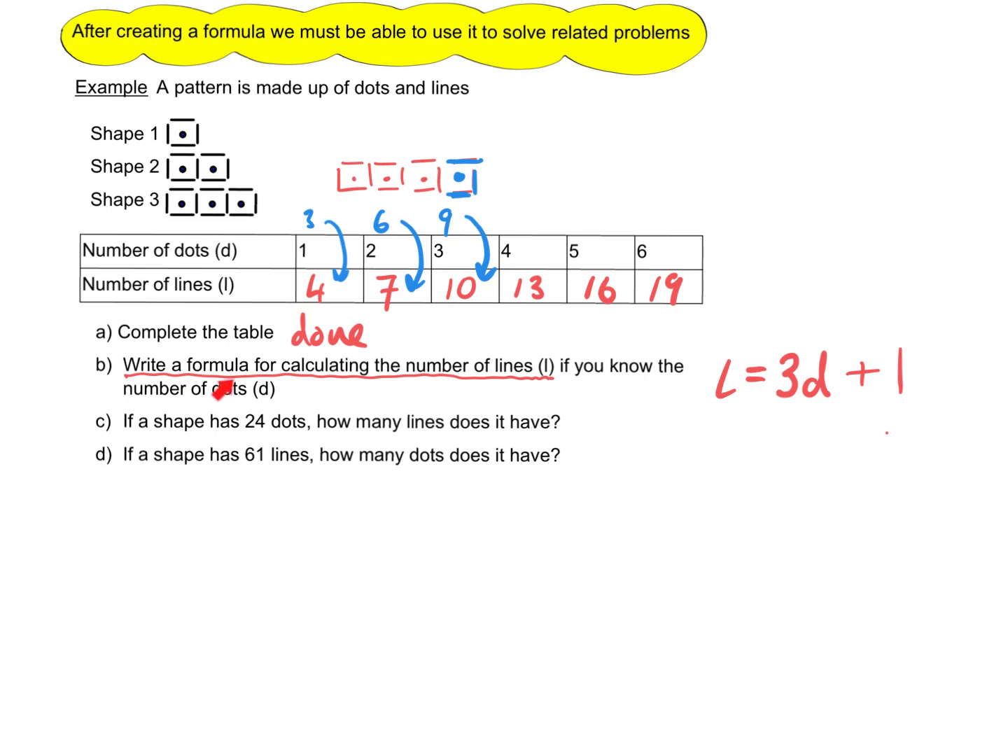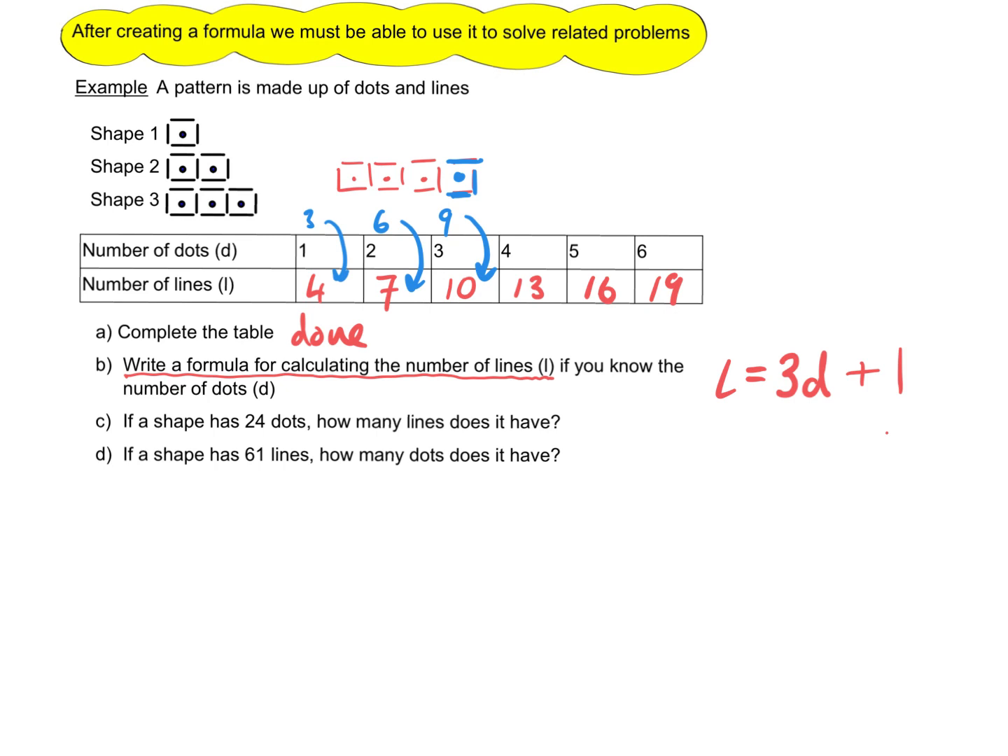So that's a formula to calculate the number of lines if I know the number of dots. In other words, the number of lines is equal to 3 times the number of dots, add on 1. Let's see if that works. 3 times 6 is 18, plus 1 is 19. Now, parts C and D are 2 different styles of questions, but they're basically done mostly in the same way to start off with. The first thing we need to do each time is we need to write out our formula.